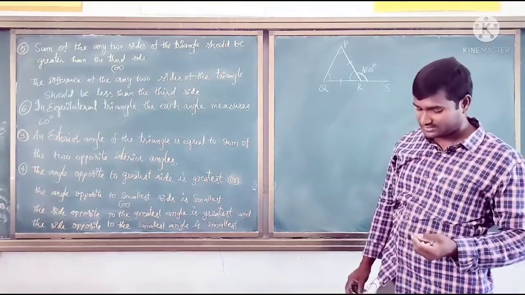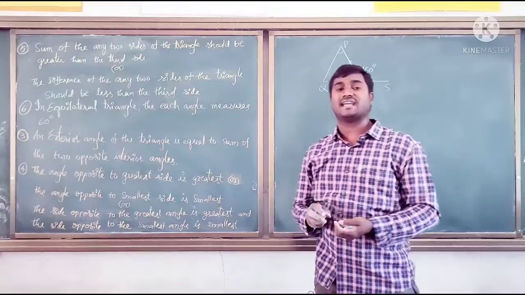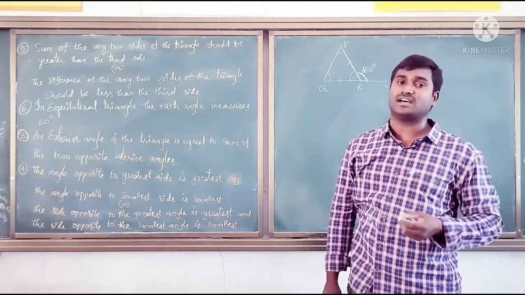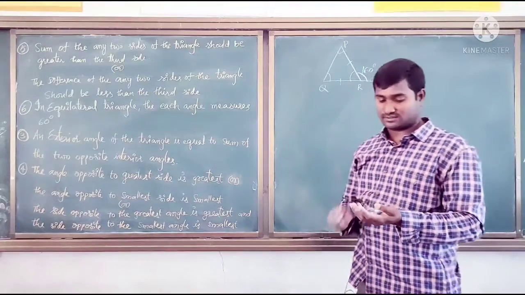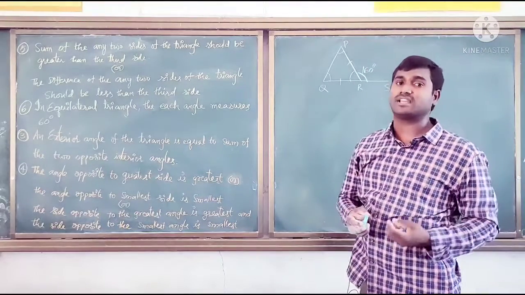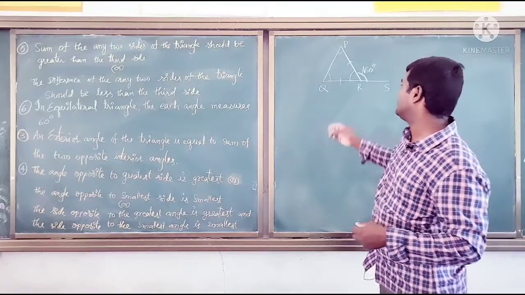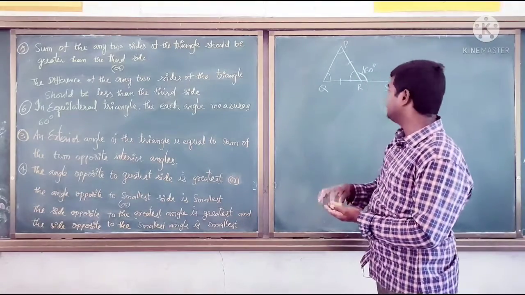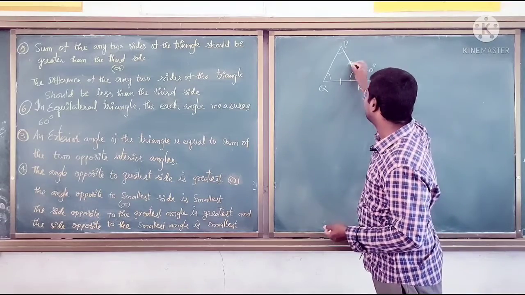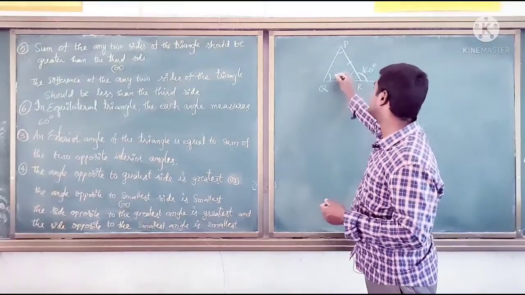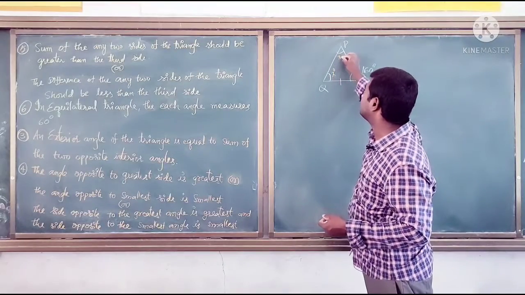To simplify that, we know that the sides opposite to equal angles are equal, or the angles opposite to equal sides are equal. So here we have these two sides equal. Then which two angles are equal? Angle P equal to angle Q. Yes, if it is x degrees, this becomes also x degrees.